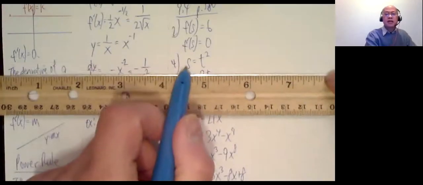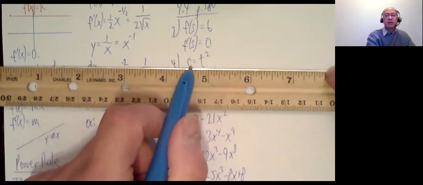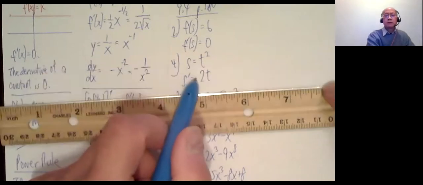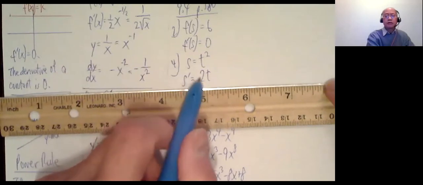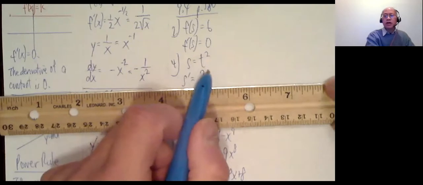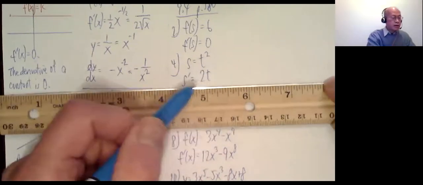For s equals t squared, what's the derivative of t squared? 2t. S prime equals 2t. T to the 1, right? 2 minus 1 is 1. But if the exponent is 1, then we know we don't write it.